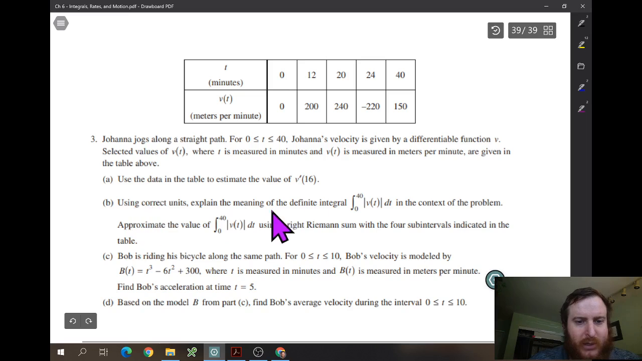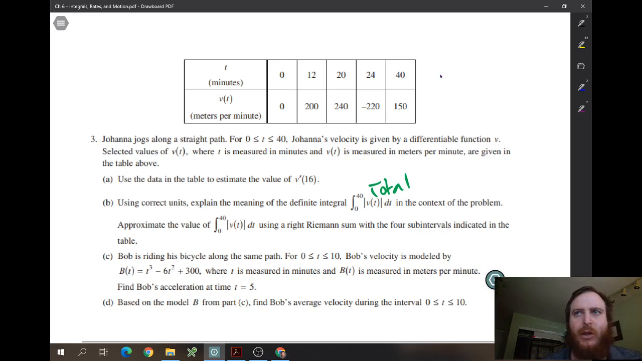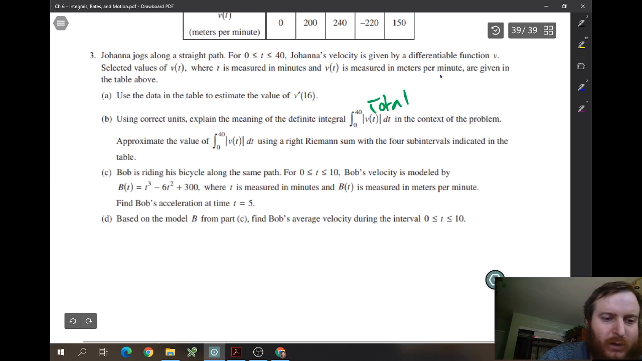And then B is explain the meaning of this definite integral. This is our total distance formula. So the meaning would be it's the total distance that Johanna jogged. And then, I will do this one because this one is different.